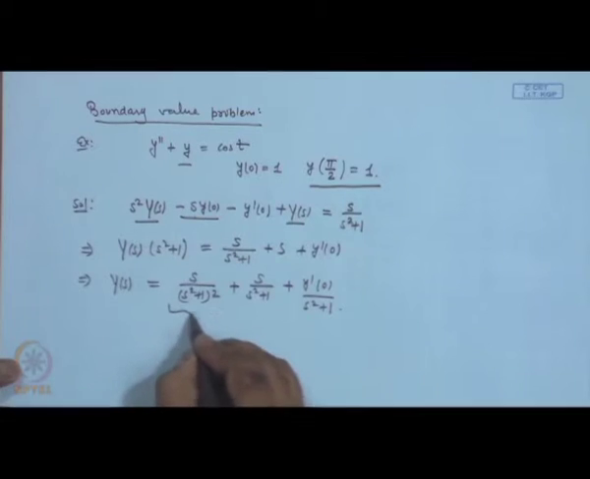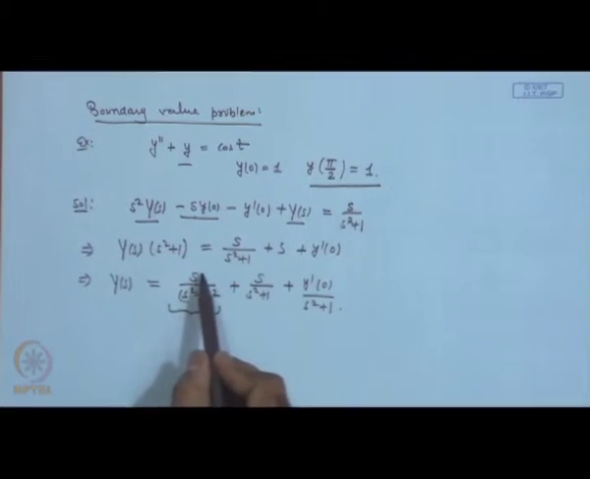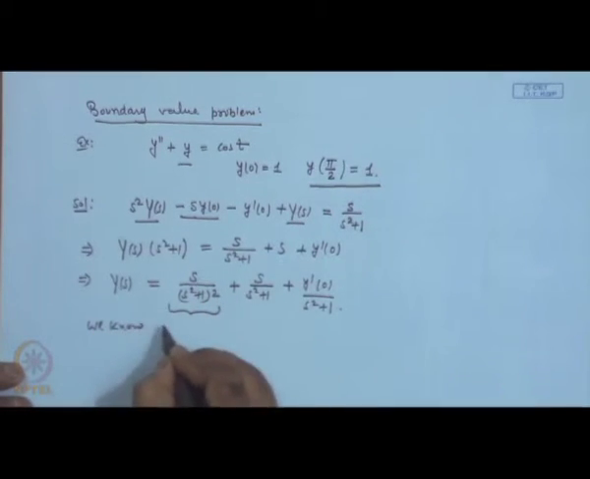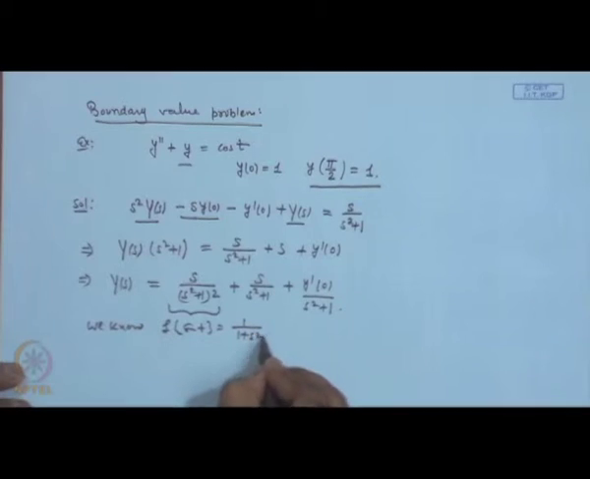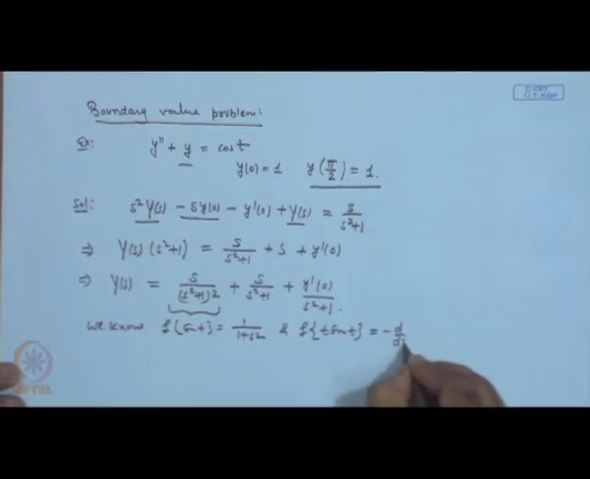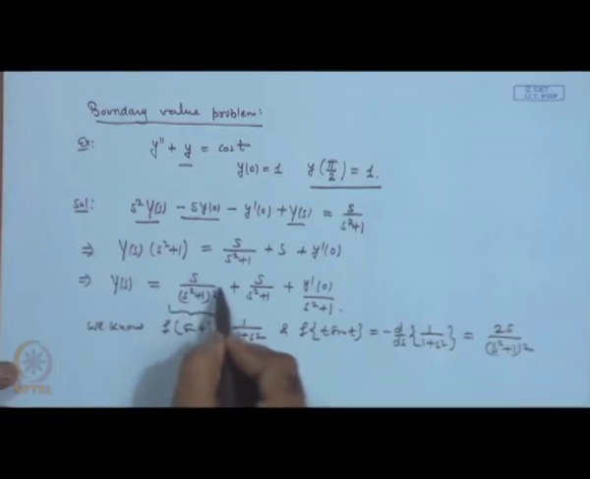Before that, let me just point out that wherever we get this (s square plus 1) whole square type of term, we know that the Laplace transform of sin t is 1 over s square plus 1, and also the Laplace transform of t sin t, by the theorem, is minus d over ds of the Laplace transform of sin t, that is 1 over 1 plus s square, and we get simply here 2s over (s square plus 1) whole square. So, this is the term which we can see here.